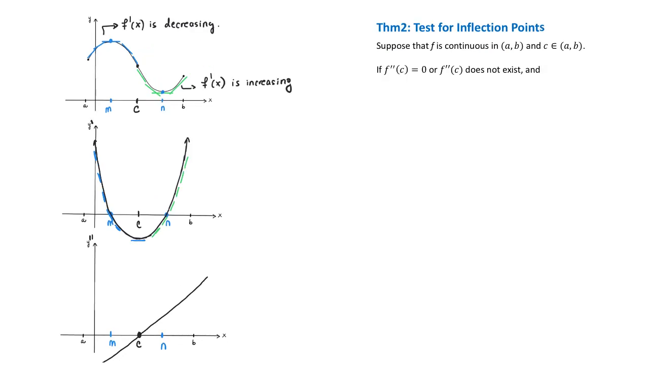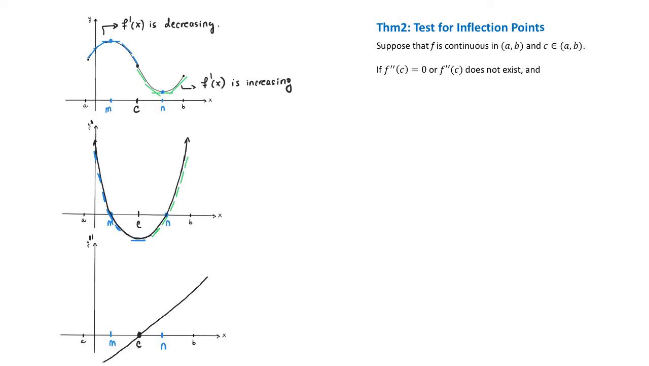Now that we know what inflection points are, the next question is, how do we find them? Given a function f of x, how do I find specifically the values of x where concavity is going to change? If you look at the title of this theorem, it is test for inflection points. So this is telling us that there is a tool, there is a way for us to figure out if at a particular value of x, the concavity of the graph is going to change there.